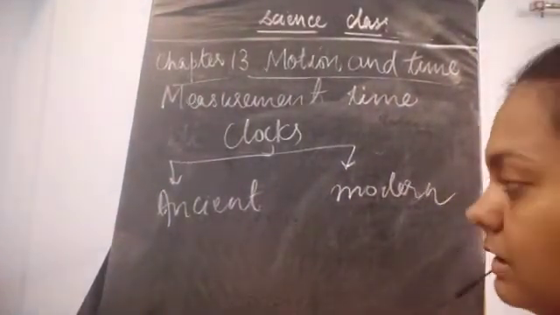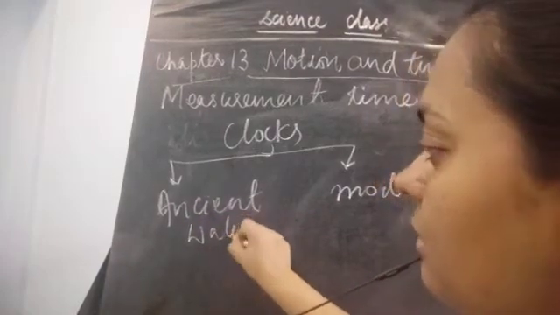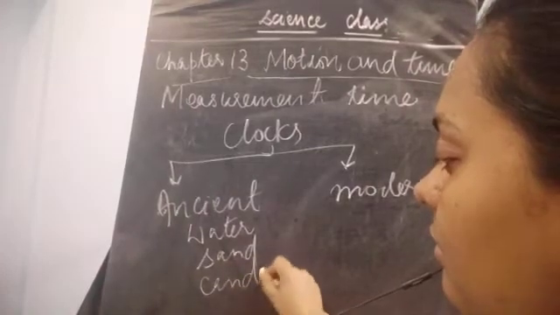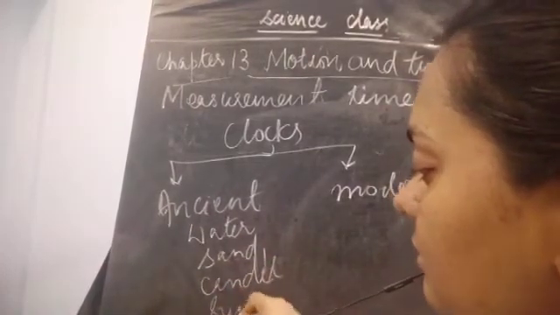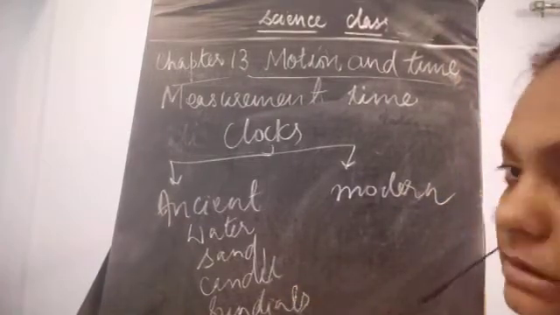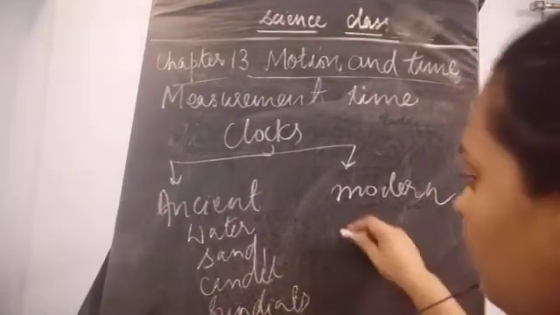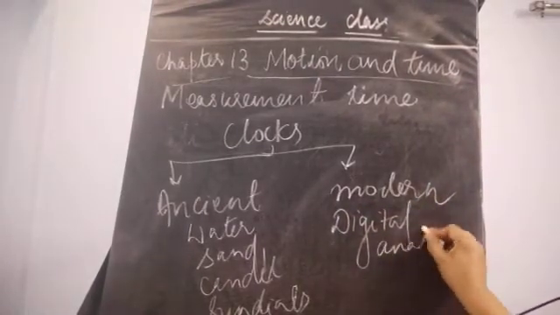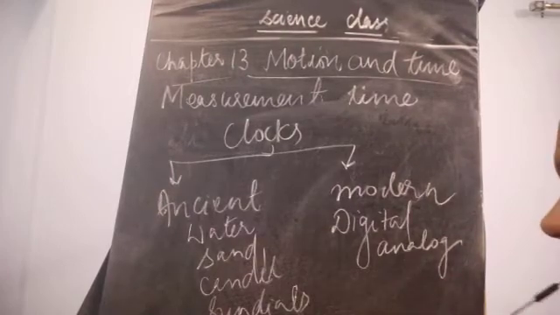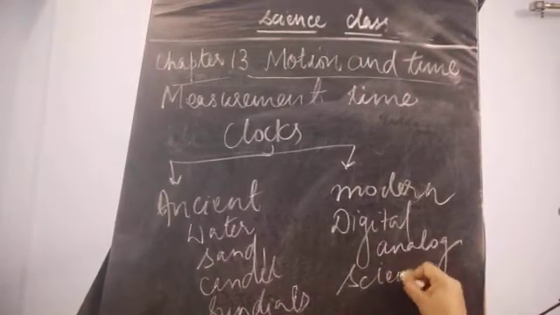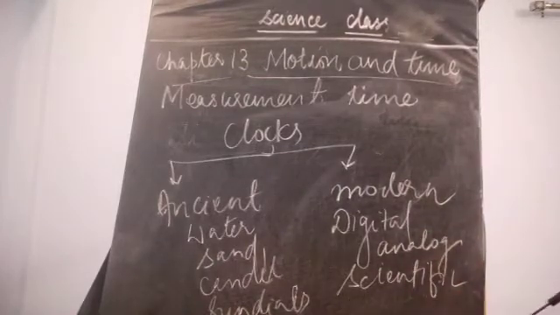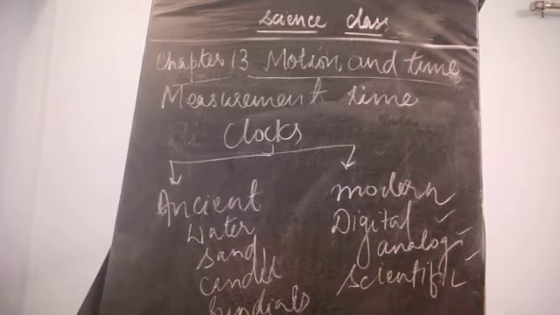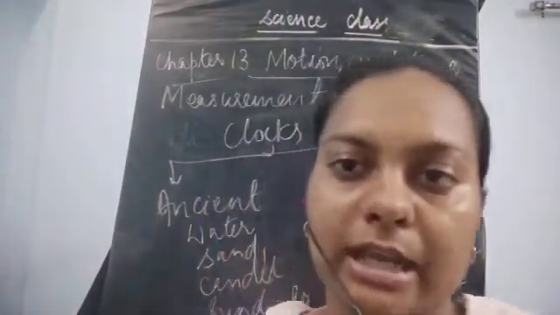So what about ancient clocks? Ancient clocks could be the water clock, sand clock, candle clock, sundials, and the moon dials. Next, in the modern clocks we can see the digital clock, the analog clock, and then the scientific clock. So these are the modern day clocks, and now it has become very easy to calculate the accurate time.